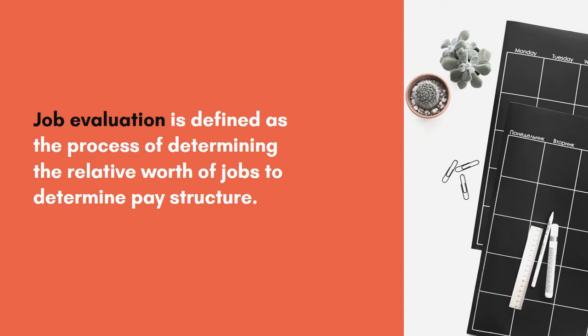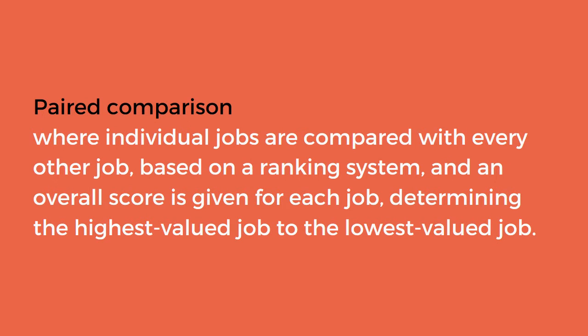There are several ways to perform a job evaluation. One of the simplest methods used by the smaller companies or within an individual department is a job ranking system. In this type of evaluation, job titles are listed and ranked in order of importance to the organization. A paired comparison can also occur, in which individual jobs are compared with every other job based on a ranking system, and an overall score is given for each job, determining the highest valued job to the lowest valued job.